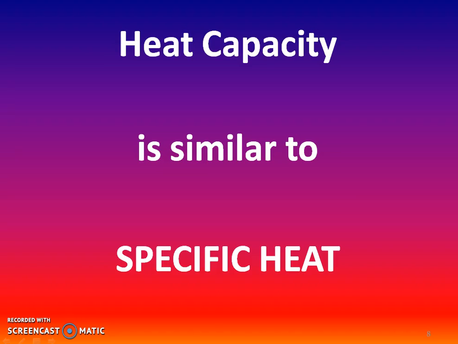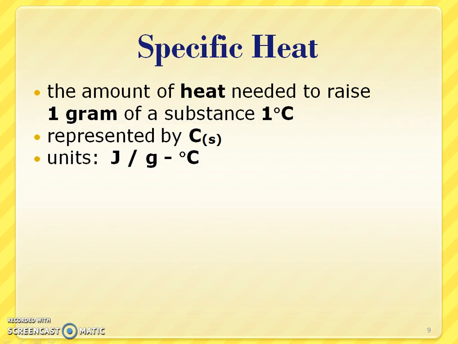So heat capacity is similar to specific heat, which you learned probably in Chem 1. So specific heat is the amount of heat needed to raise 1 gram of substance 1 degree Celsius. So again, it also has a symbol of capital C, and its units is joules per gram degree Celsius.